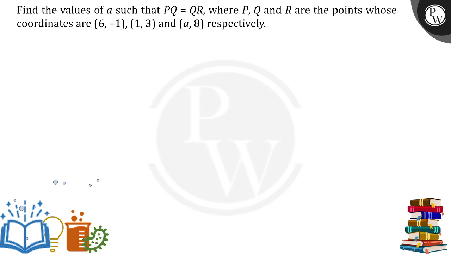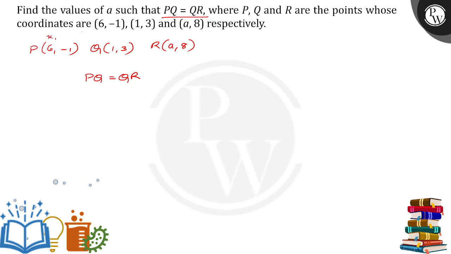Find the values of a such that PQ is equal to QR, where P, Q and R are the points whose coordinates are (6, -1), (1, 3) and (a, 8) respectively. So here P coordinates are given as (6, -1), Q coordinates are given as (1, 3) and R coordinates are given as (a, 8). So this is what is given to us. PQ is equal to QR. By using this condition, we have to find the value of a.